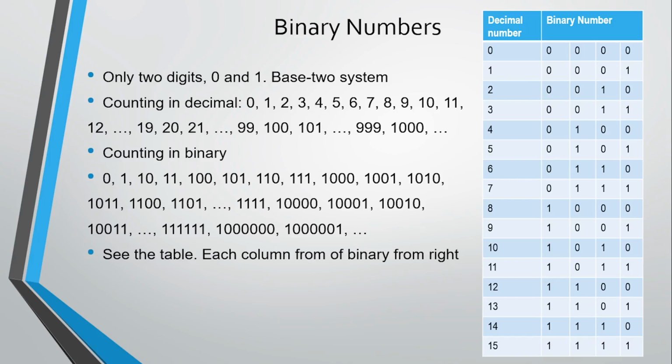Remember very well, the binary number is suitable for computers and digital electronic circuits, just like the decimal number is suitable for human beings. The decimal number system is for us, the binary number system is for computers. So the binary number system has only two digits, 0 and 1. The base of the binary number system is 2. Okay, and then we have seen counting.